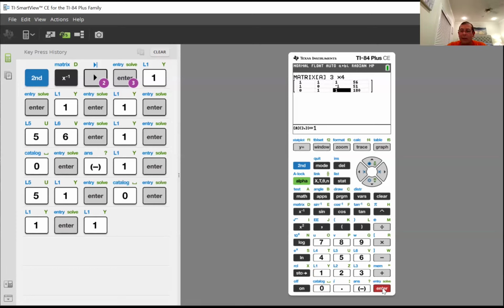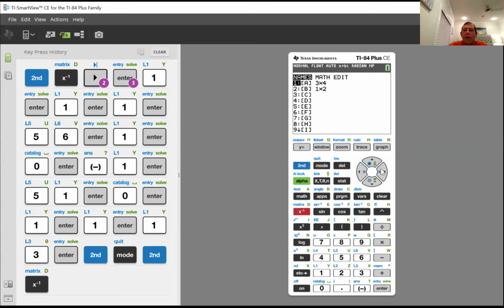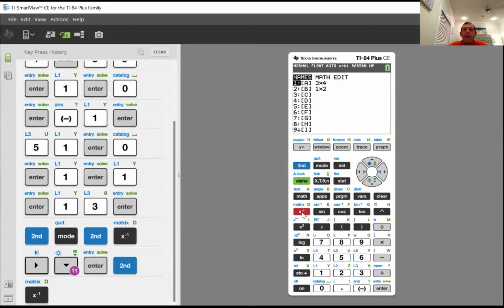And that equaled 13. And enter. All right, y'all. So I'm going to quit the screen, second mode. All right, now let's go get second x negative 1. Go to math, arrow down, RREF, and then go to second, X -1 for the matrix, and just hit enter.